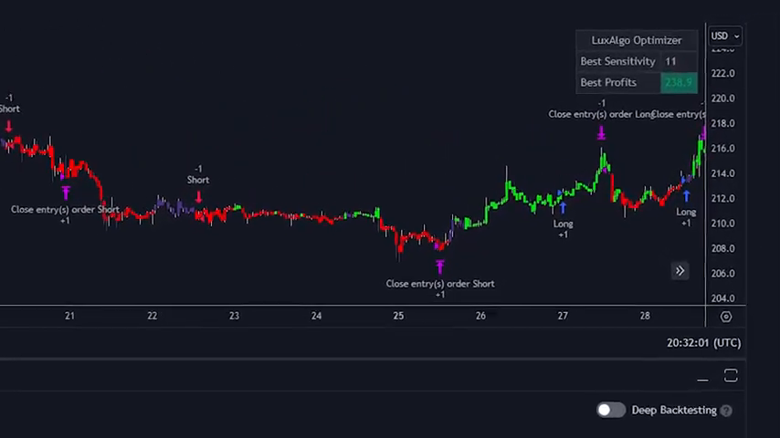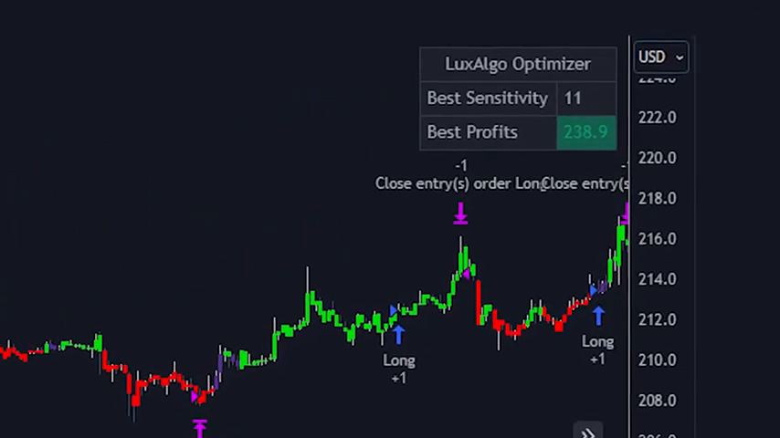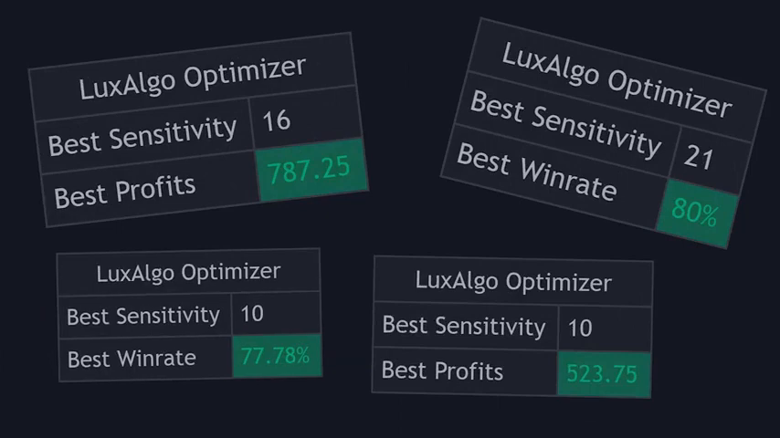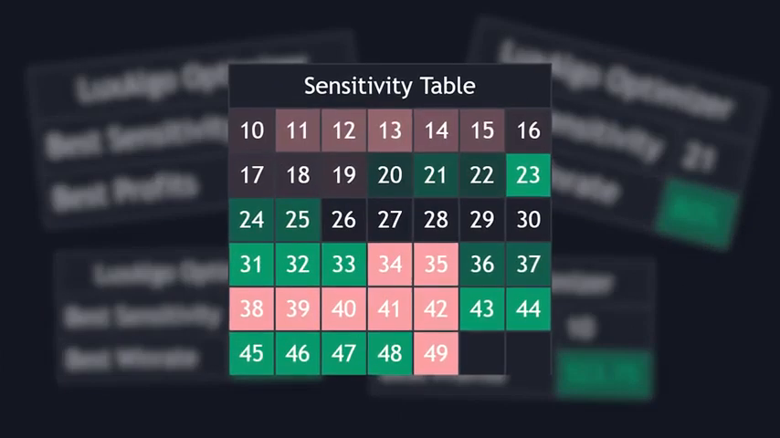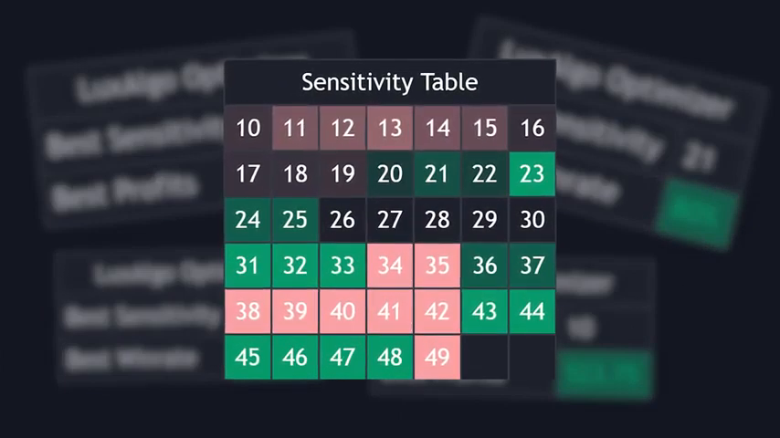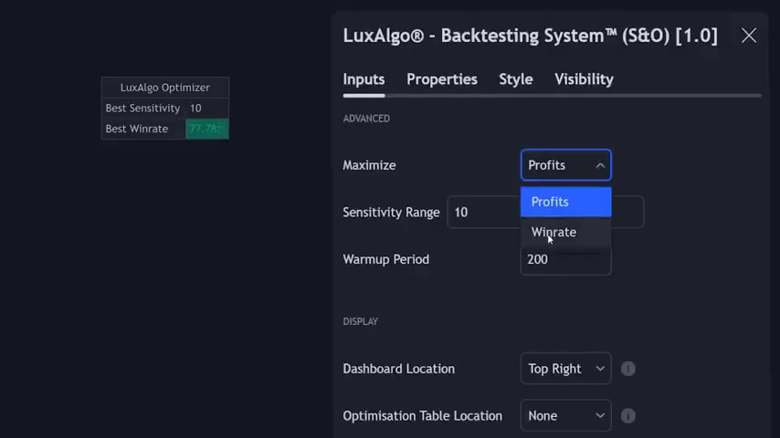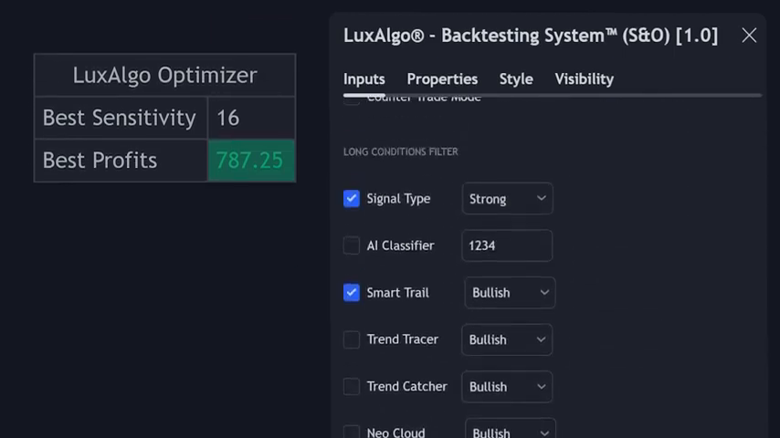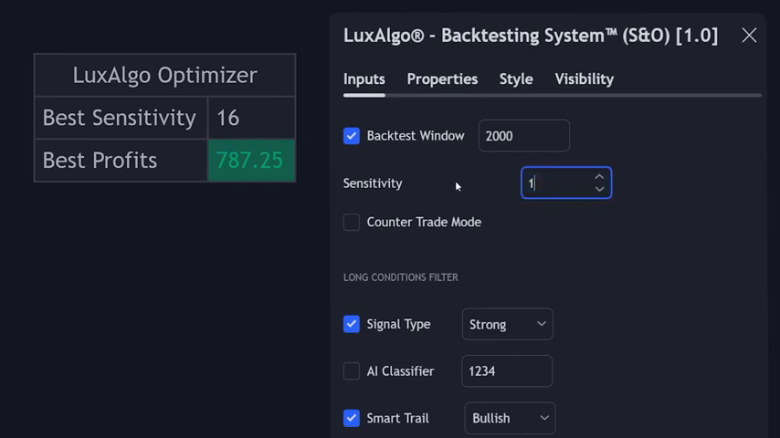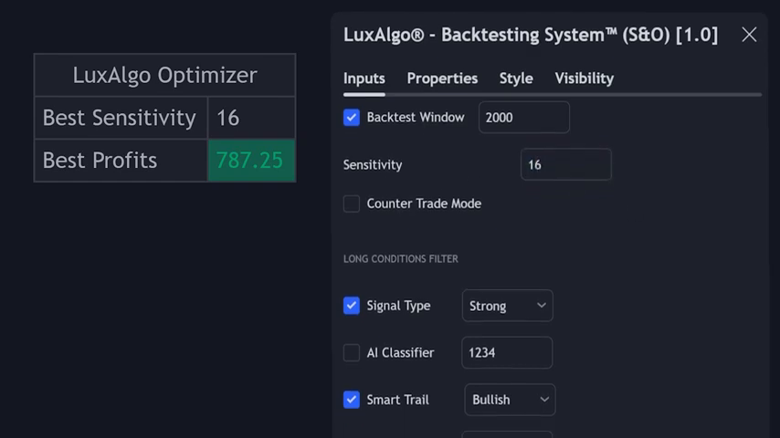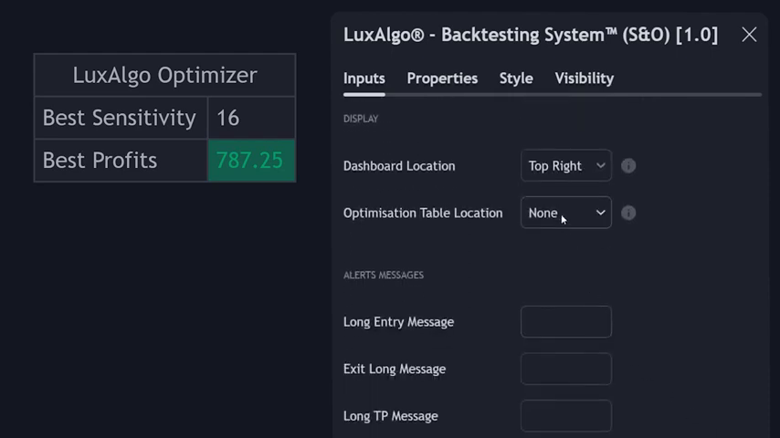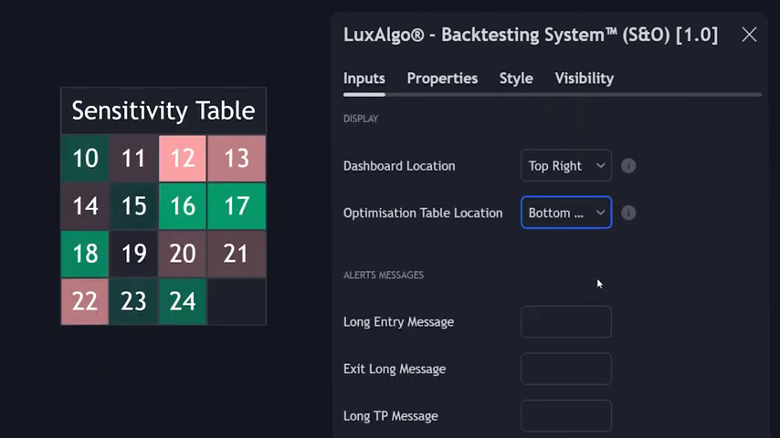What really makes this script truly unique is its optimization engine, which is by far the most advanced available on TradingView and allows you to find the best signal settings possible for your strategy super easily. You can optimize for the best win rates or best profits, and this all now just relies on the newly upgraded sensitivity setting to keep the optimization process as simple as possible. You can also easily visualize how signals are optimized by enabling the optimization table in the settings within the script.